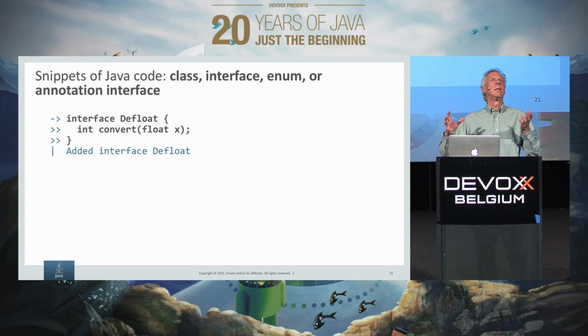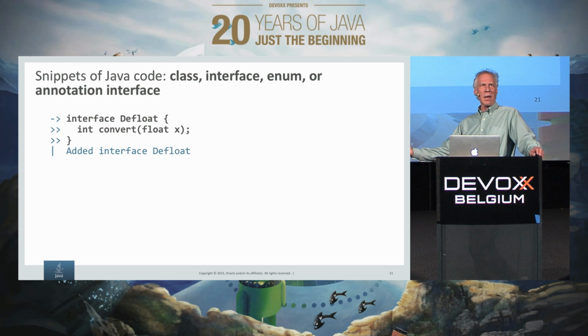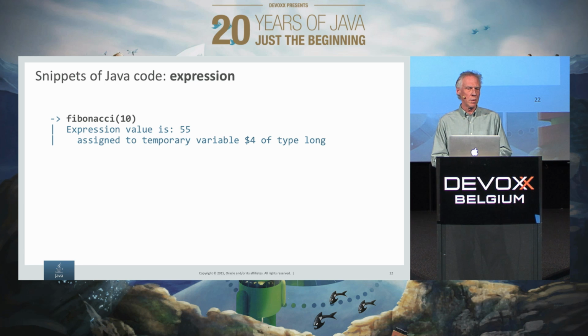You can also add classes, interfaces, enums, annotation interfaces. In this case, we just have a simple interface to convert a floating point number into an int. And what about just expressions? You just type the expression. We can use the method we just created and call that Fibonacci method with 10. We immediately see the expression value. Again, there's a temporary variable for that.